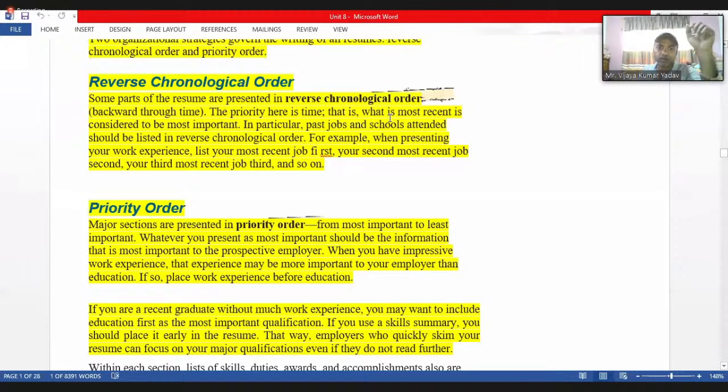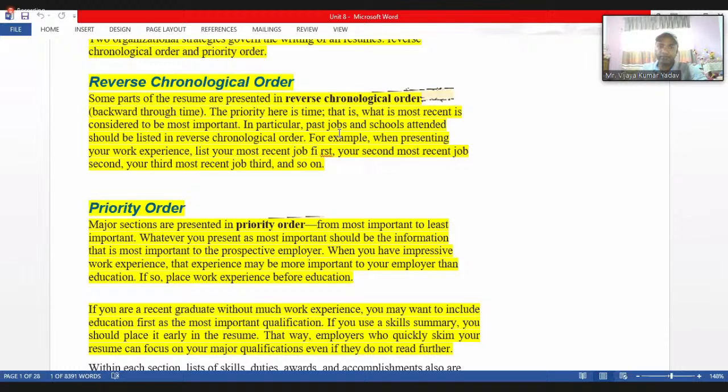What is most recent is considered to be most important. In particular, past jobs and schools attended should be listed in reverse chronological order. So from recent to the previous, not from the past to the recent. Did you understand? Are you following? Okay. Whatever degree you have recently taken, you write that first, then the previous one, then the previous one. This is reverse chronological order.